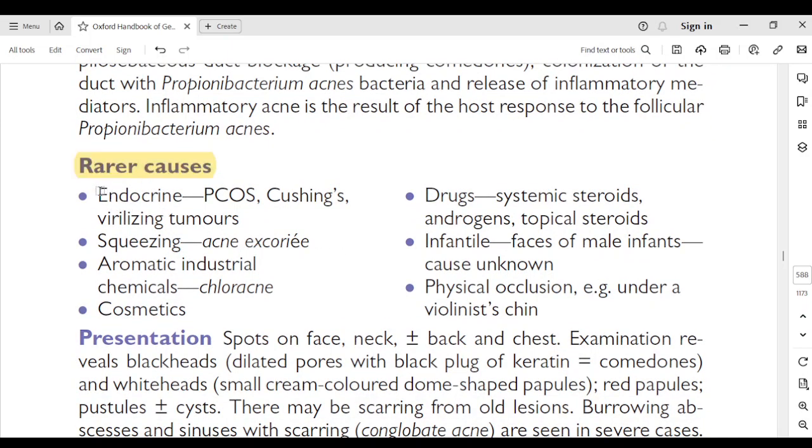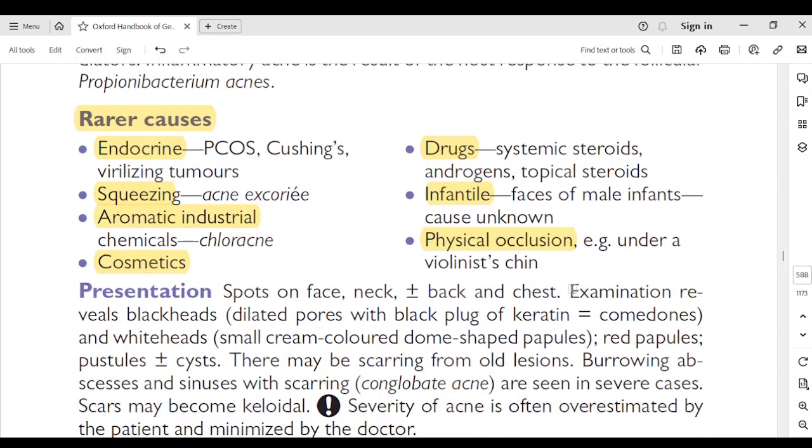Rarer causes are endocrine causes of acne, PCOS, Cushing syndrome, virilizing tumors, squeezing, acne excoriée, aromatic industrial chemicals like chloracne, cosmetics, drugs, systemic steroids, androgens, topical steroids, infantile, faces of male infants, cause is unknown, physical occlusion, example under a violinist's chin.